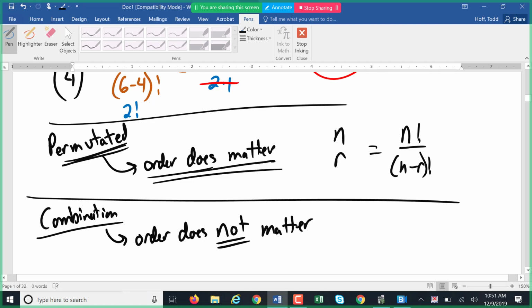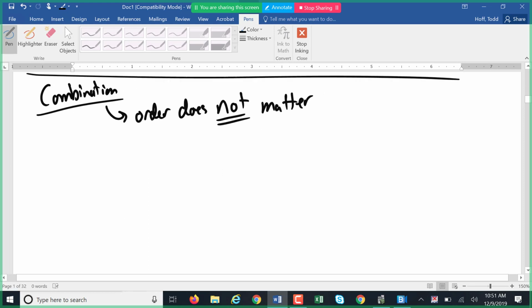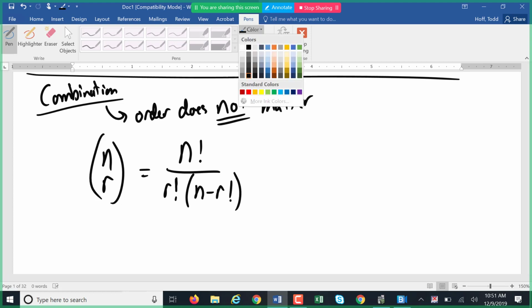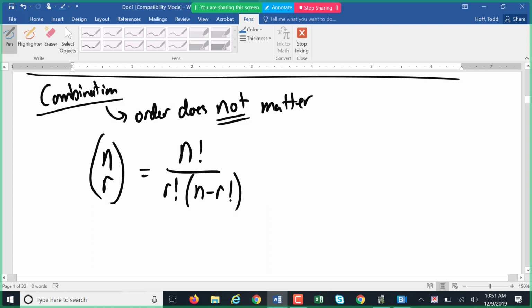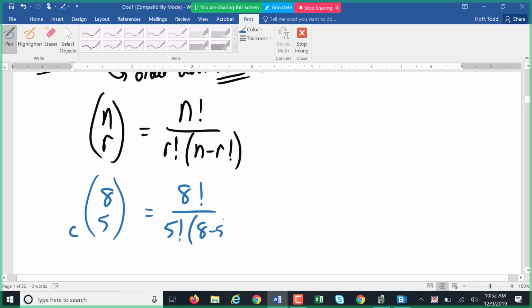Then it's actually a slightly more complicated formula. We add an additional term to it. So in our combination of n choose r, it's n factorial over r factorial times n minus r factorial. So if I look at 8 choose 5 as a combination instead of a permutation, it's 8 factorial over 5 factorial times 8 minus 5 factorial.